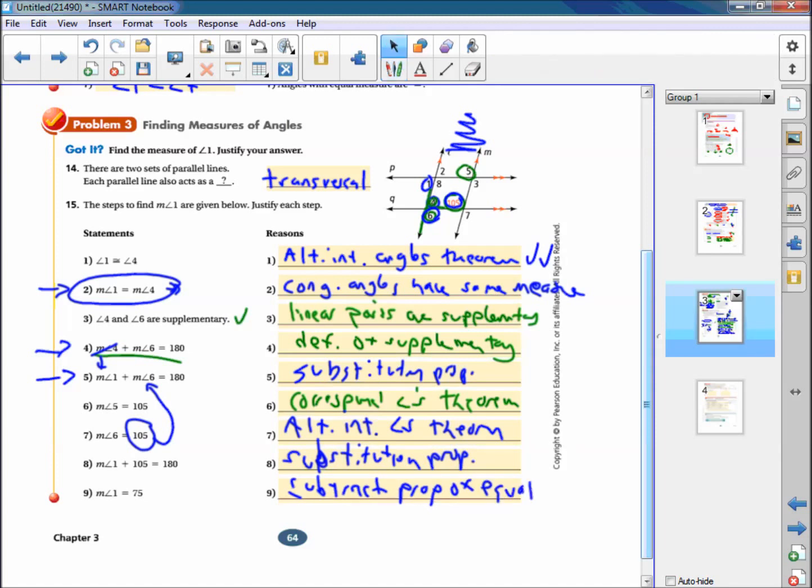All right, so that concludes our first two long geometry proofs. We did some algebra proofs before. So this is a little bit trickier, looking back and remembering all these definitions and postulates and things.